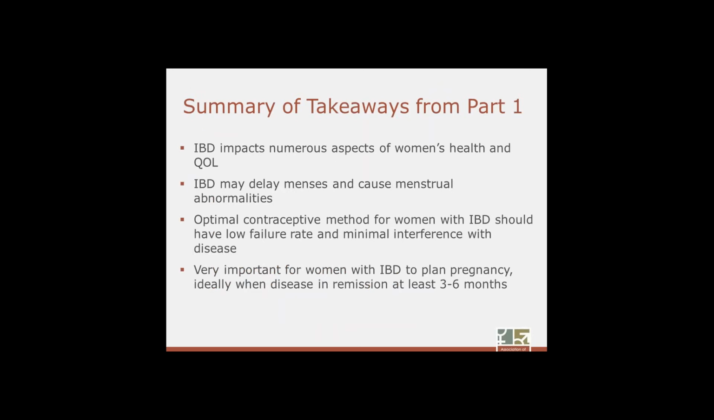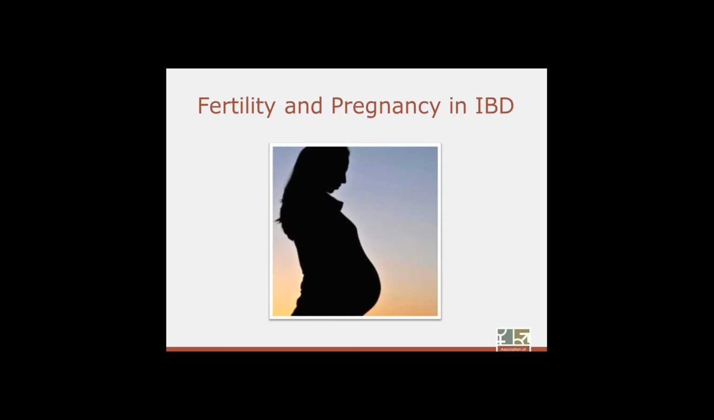As a summary of takeaways from Part 1, we found that IBD impacts numerous aspects of women's health and quality of life. IBD may delay menses and cause menstrual abnormalities. The optimal contraceptive method for women with IBD should have low failure rate and minimal interference with disease. It is very important for women with IBD to plan pregnancy, ideally when disease is in remission for at least 3 to 6 months. We will now explore the last point more in depth.